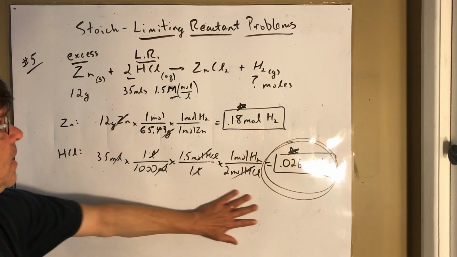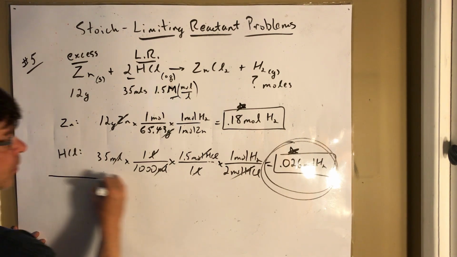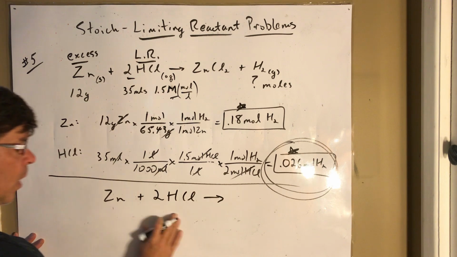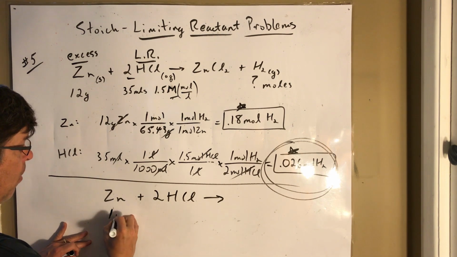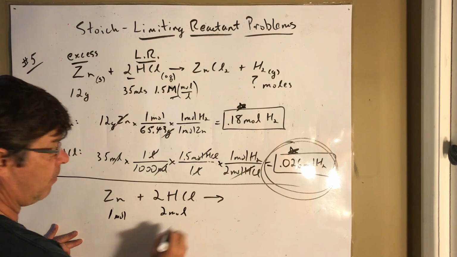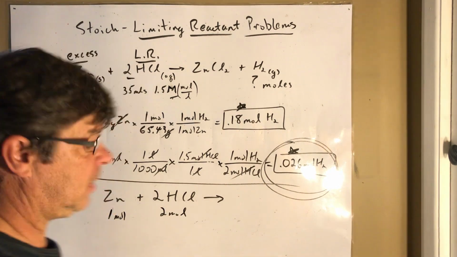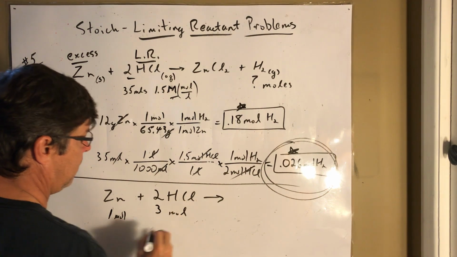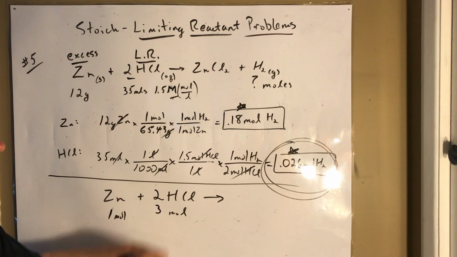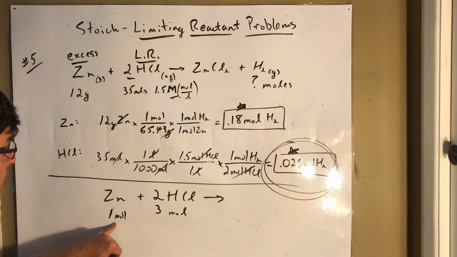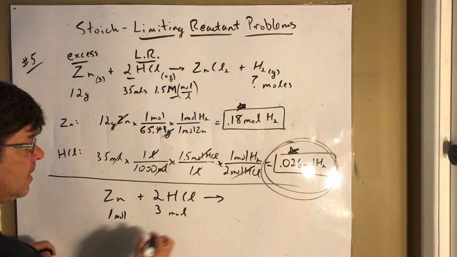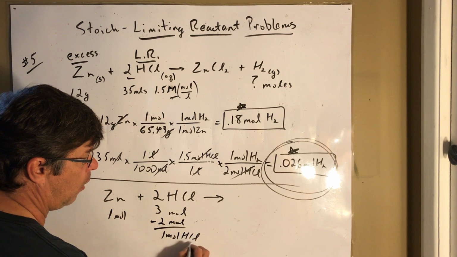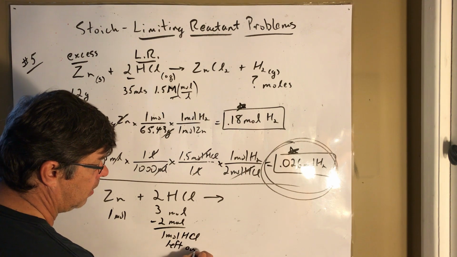Let's just summarize this with easier values. Looking at this 1 to 2 ratio, for every 1 mole of this, we need 2 moles of this. So how about if we have 1 mole of zinc and 3 moles of HCl? What would that tell us? Well, it would tell us that this is in excess. For every 1 mole of zinc, we only need 2 moles of HCl. So actually, we would react 2 moles of HCl, and 1 mole of HCl would be left over.